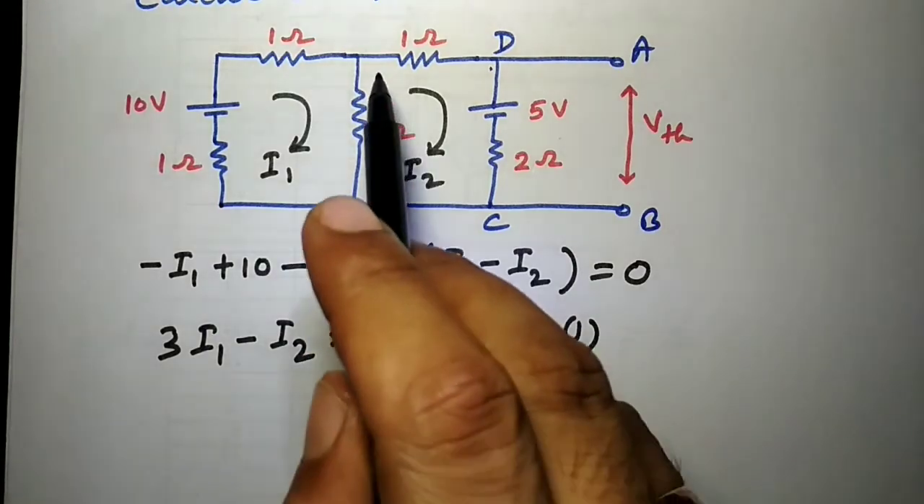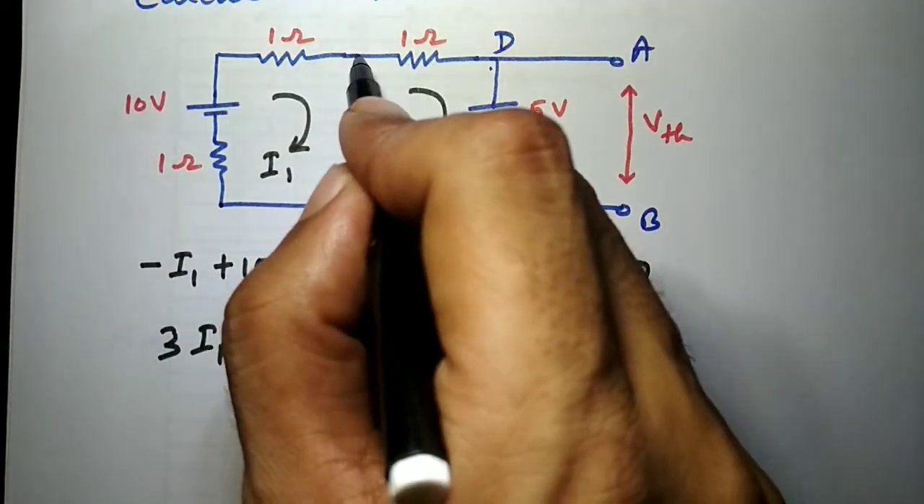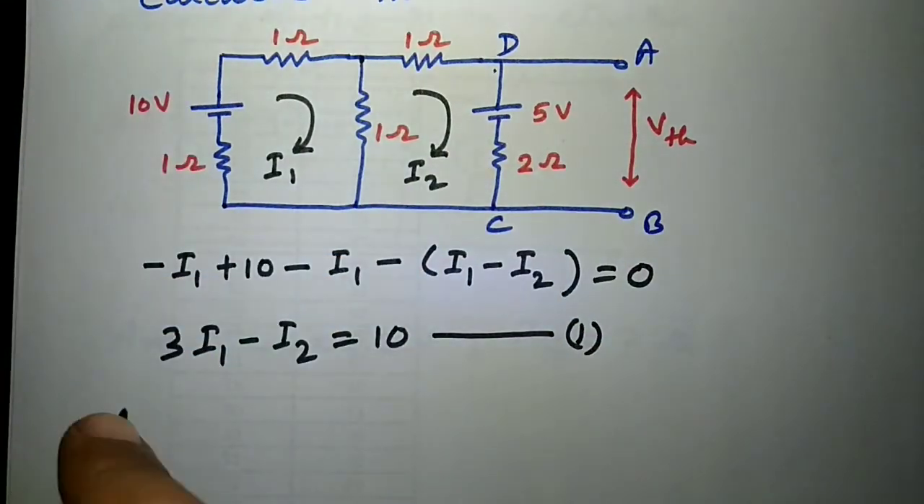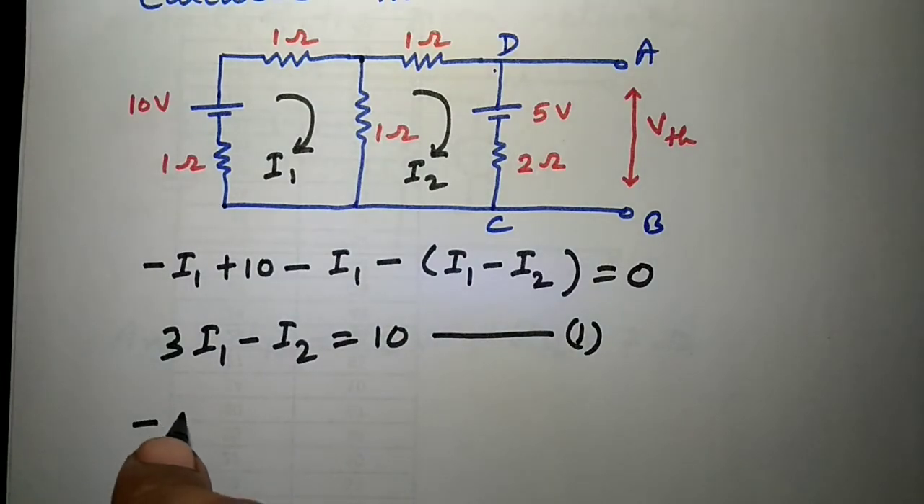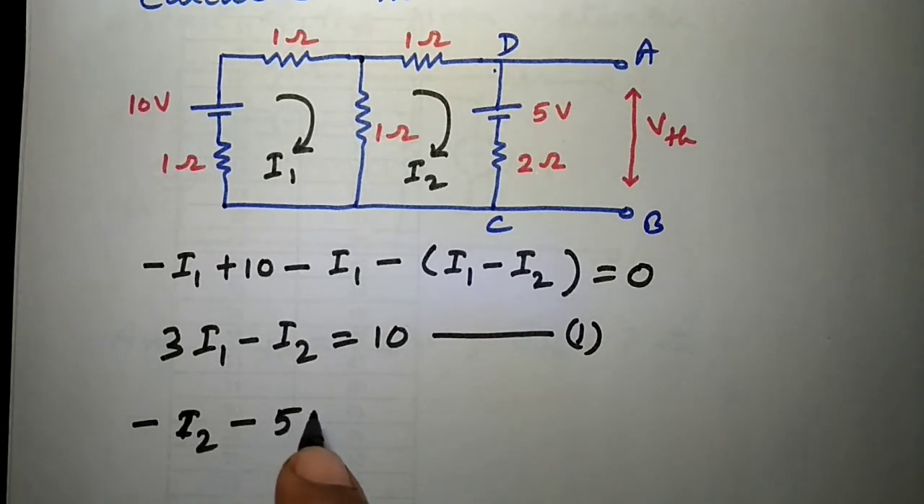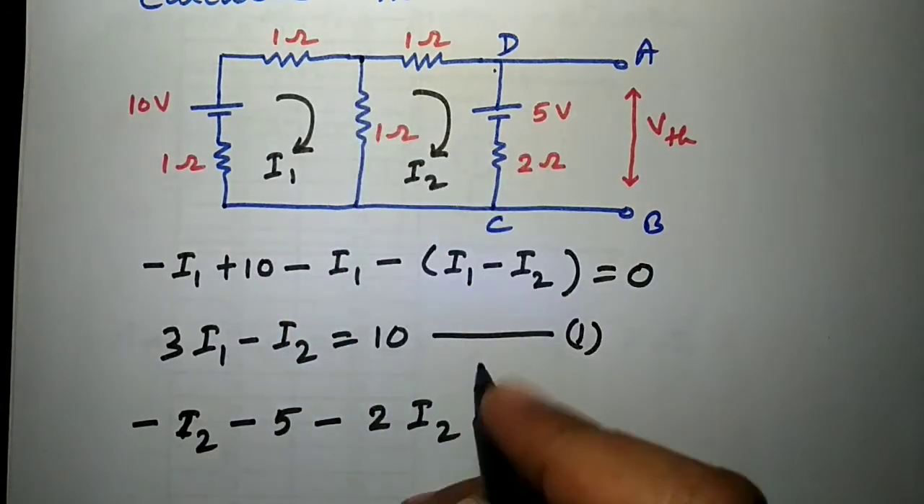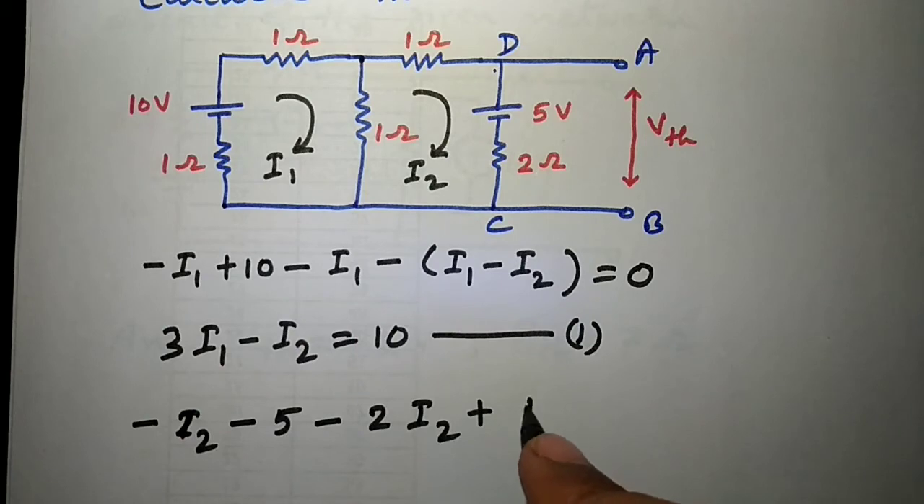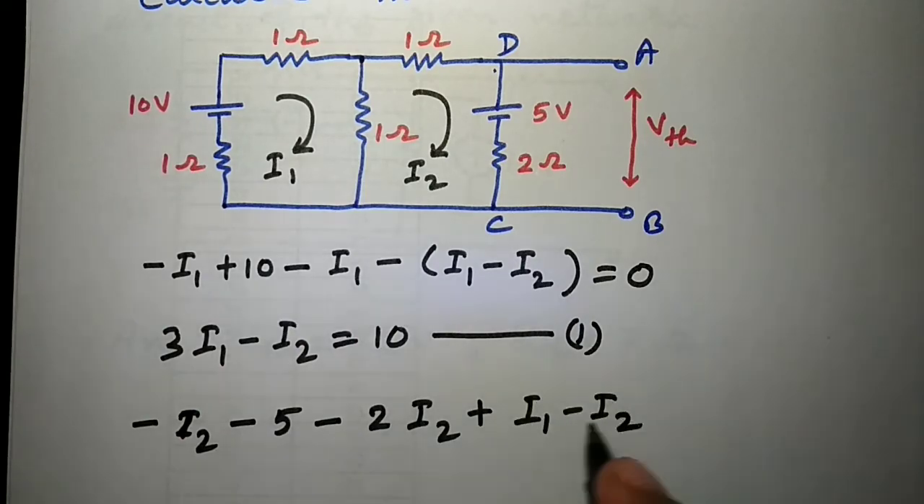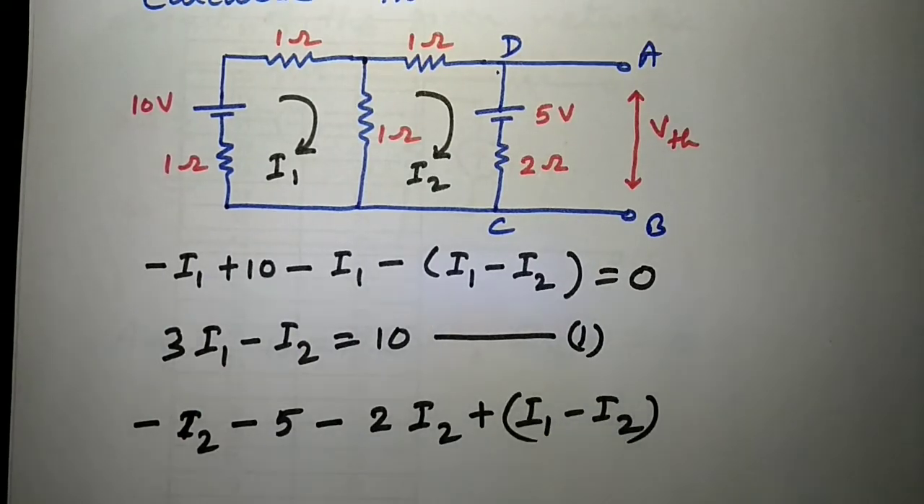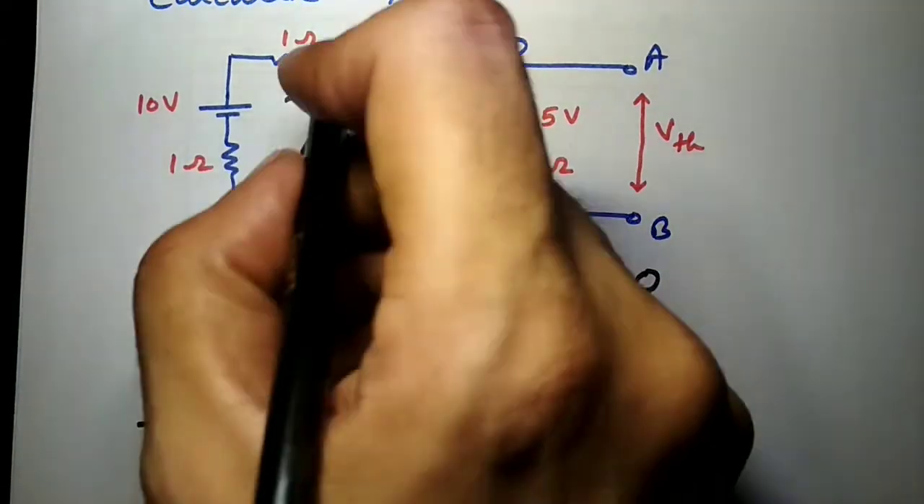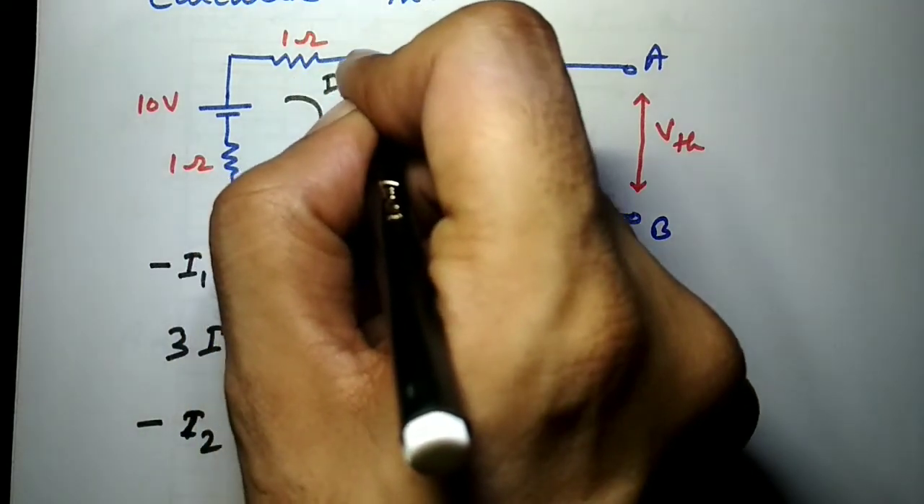Now apply KVL in the second mesh, starting from this point clockwise. So it will be minus I2 minus 5 minus 2I2, then plus I1 minus I2. Because in this branch the current is I1 minus I2 downward. Here it is I1 minus I2.